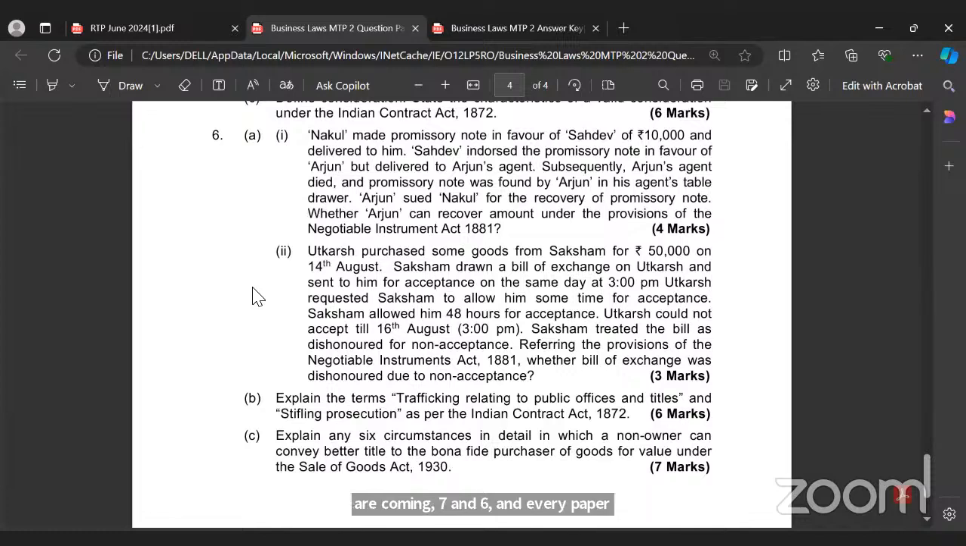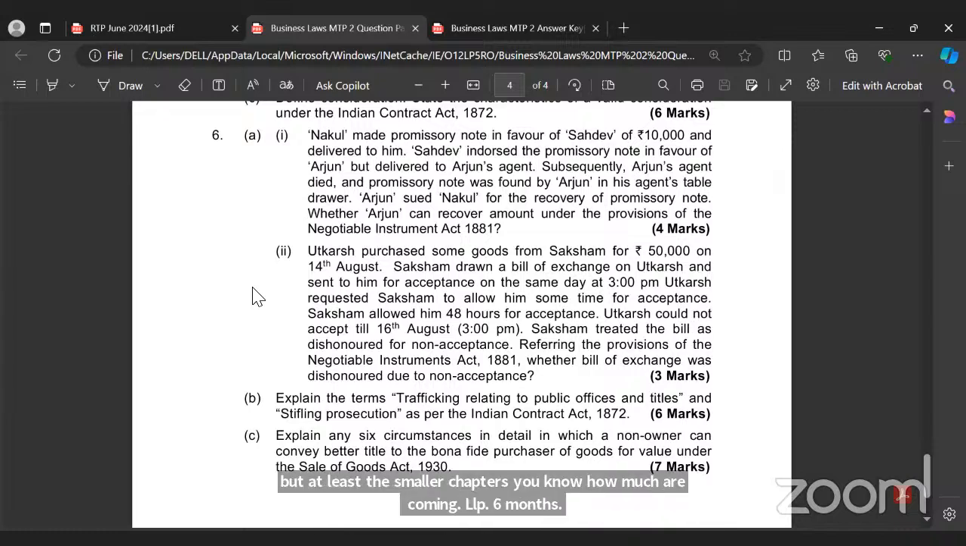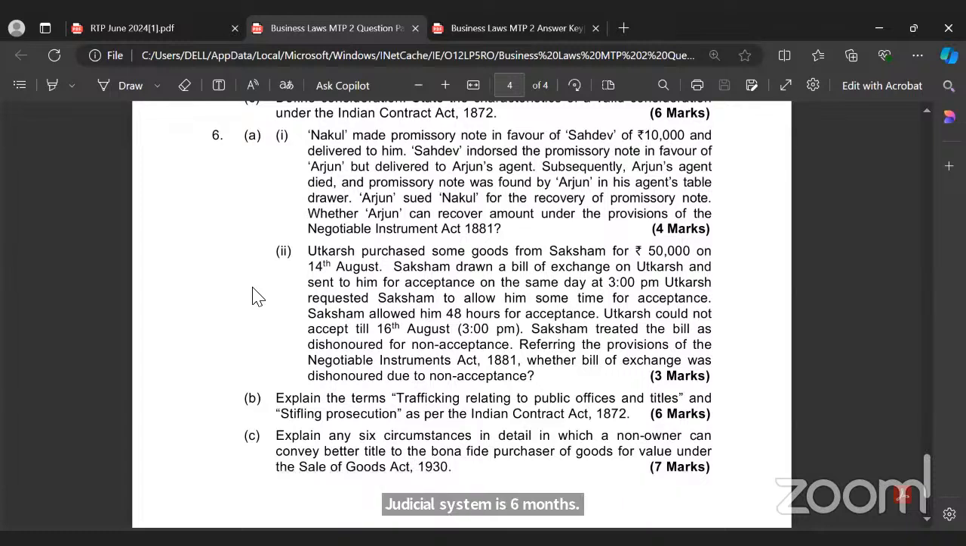So we've identified at least the papers because contract act and company they keep on giving questions, but at least the smaller chapters you know how much are coming. LLP is 6 marks, judicial system is 6 marks, negotiable instruments 1 6 mark, 1 7 mark, right? Correct? In most MTPs and the previous year papers you'll find this. Understand? Got it? So 13, 19, 25 out of 120. Why 120? Because total is 6 into 20, right? Got it? Next.